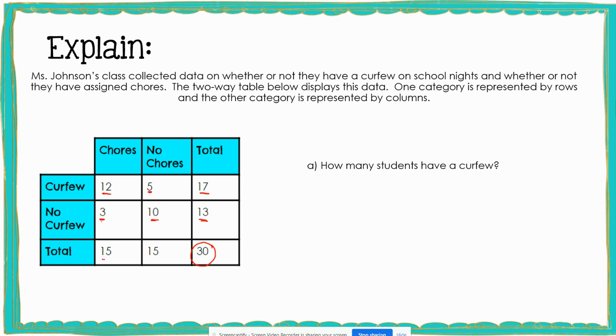Then you have these numbers down here. Well, both of these are 15. This first 15 represents students who have chores. The second 15 represents students who have no chores. 30 represents that there were 30 total students who were surveyed for this.